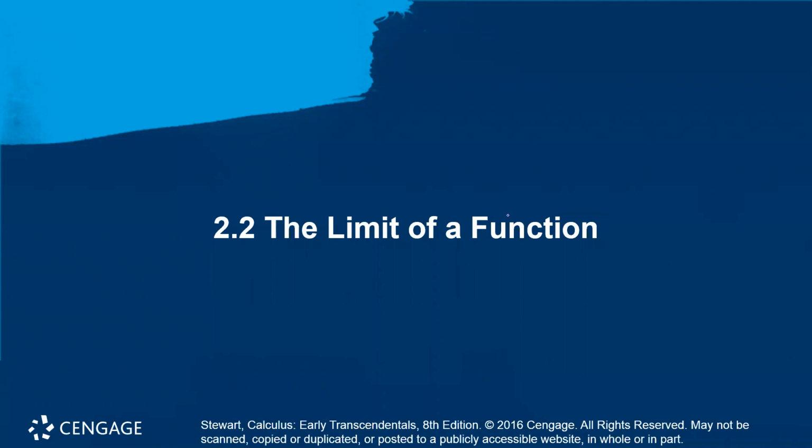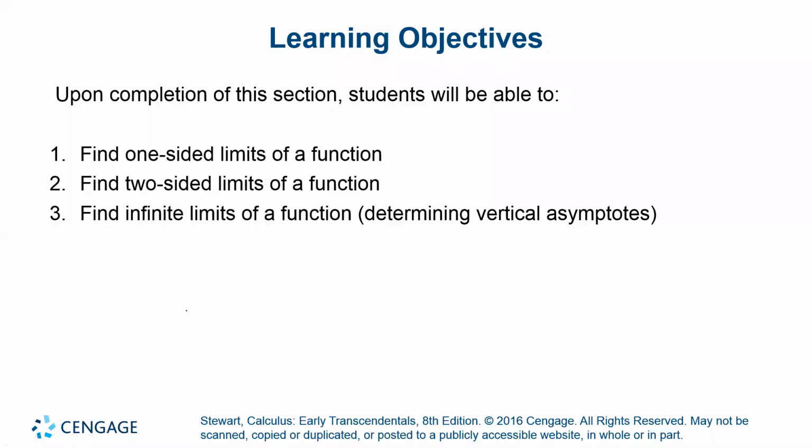Okay, in this video, these are the objectives. We'll find one-sided limits of a function, two-sided limits, and then infinite limits of a function. In this way, we will determine the vertical asymptotes. So in other words, as you did in algebra, where you have a rational function and you find the vertical and horizontal asymptotes, we'll be using calculus, which is limits, in this case, to find those and to be able to sketch the graph later on in chapter 4.